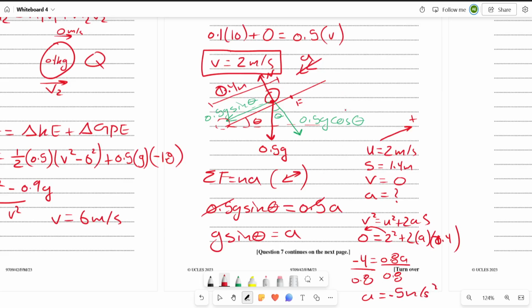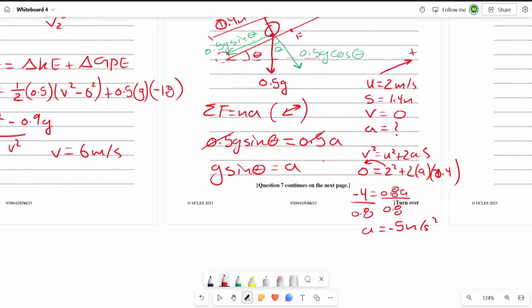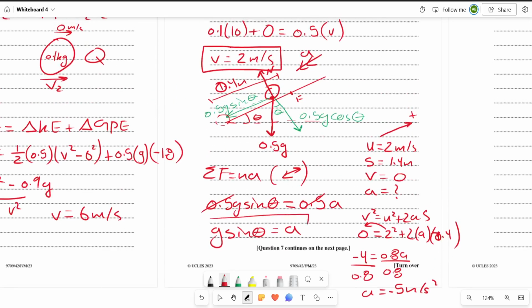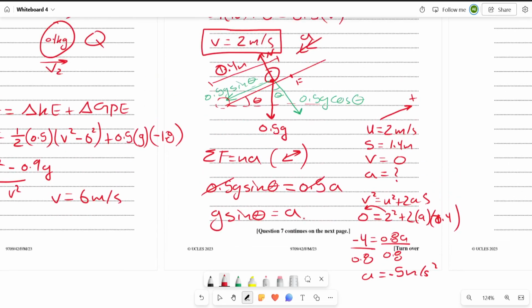the negative indicates that it's opposite to our initial assumption, so acceleration is pointing this way, and this is what we assumed, and this is the correct thing. So now, using this equation, we can substitute the acceleration, which is going to be 5. We're not going to put negative 5. We know that the acceleration has a magnitude of 5 meters per second squared, and here we already said that the direction going down is going to be the positive direction. That's why I took the 0.5 g sine theta as positive, and that's why my acceleration is also going to be positive. So sine theta is going to equal 5 over g.